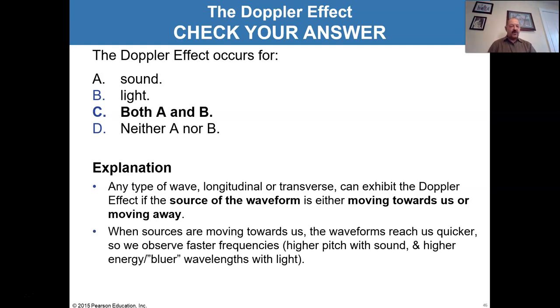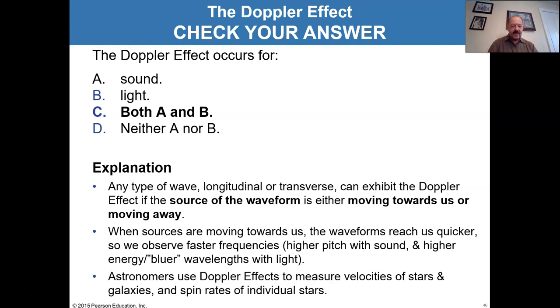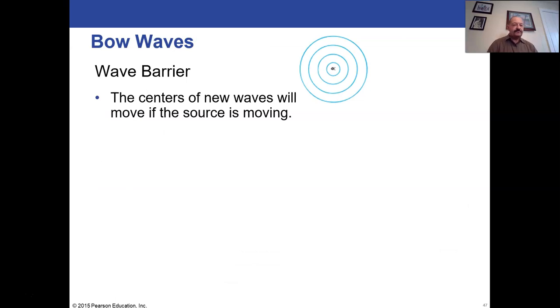All right, so sources moving towards us, the waveforms reach us quicker. That's it. So we think the frequency is higher. And astronomers use the Doppler effect for light very, very well to measure velocities of stars, velocity of galaxies, spin rates of individual stars. It's really quite an amazing tool, and it's actually been used to help determine the age of the universe.